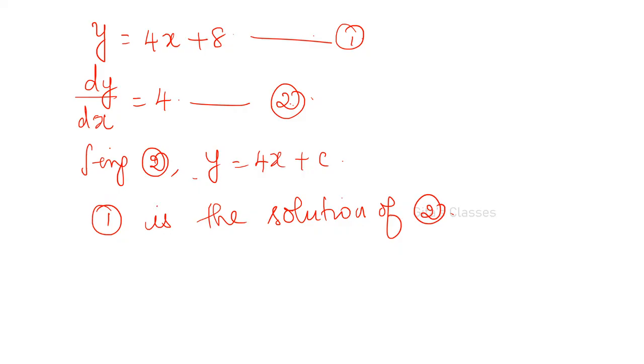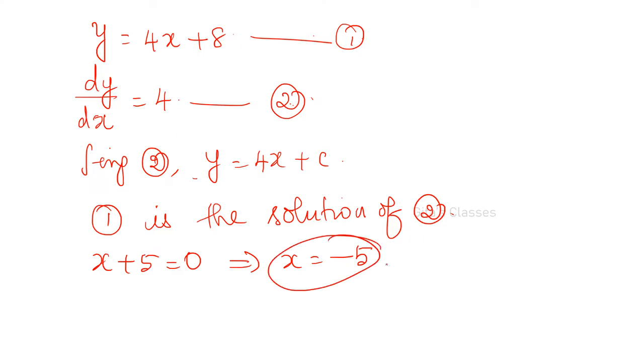Okay, I'll explain what we mean by this solution. To make you understand the meaning of the solution, take another example: x plus 5 is equal to 0. This implies x is equal to minus 5. We call this x is equal to minus 5 the solution of x plus 5 is equal to 0.